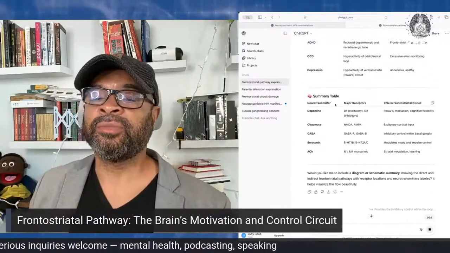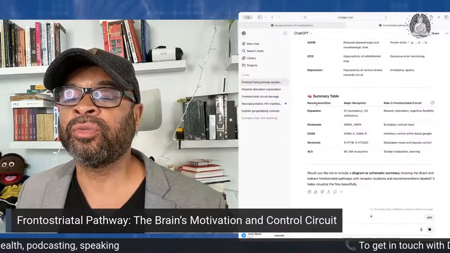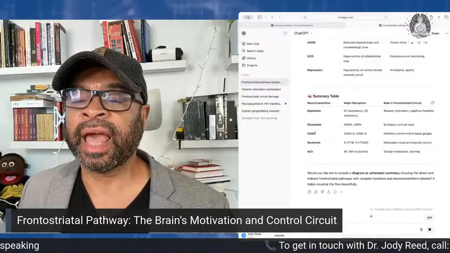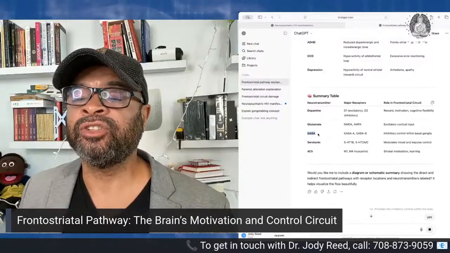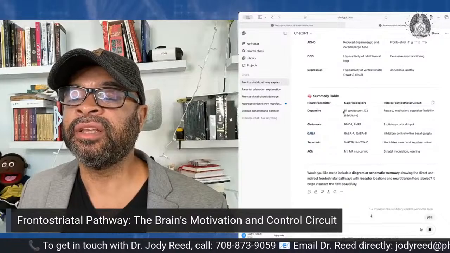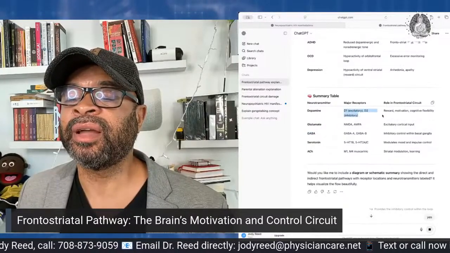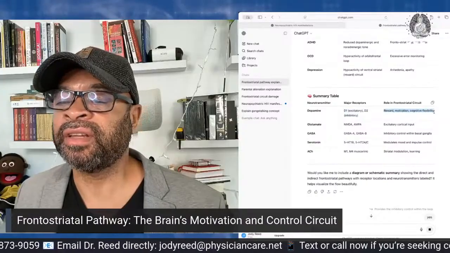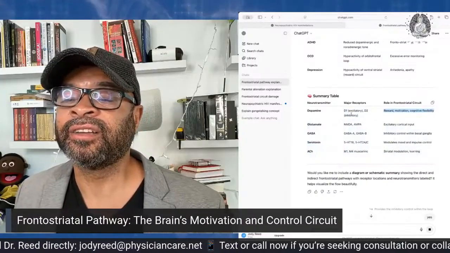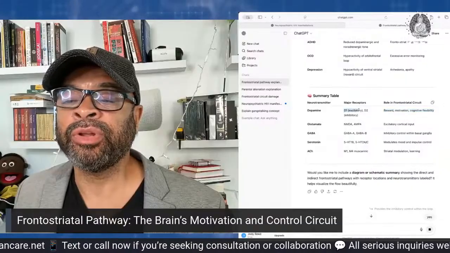The neurotransmitters, the major receptors, the role on the frontal striatal circuit. So neuroreceptor: dopamine, glutamate, GABA. Remember, GABA is the major one in the circuit. Serotonin, acetylcholine. Okay, dopamine. Sure, D1 is excitatory, D2 is inhibitory. Right. Reward, motivation, cognitive flexibility. Right. Okay. D1 makes it hyperdopaminergic.